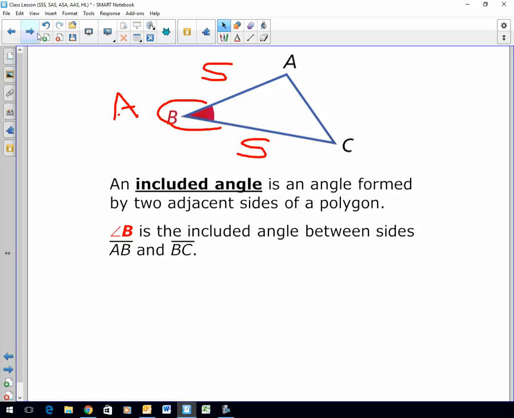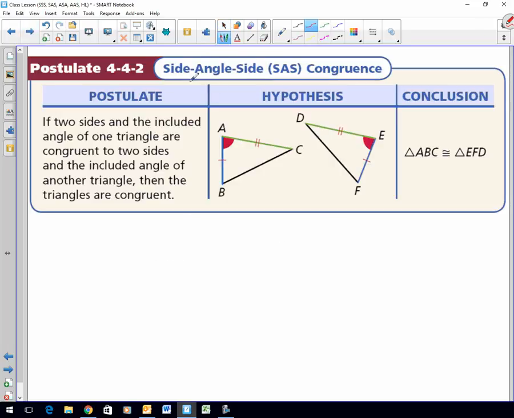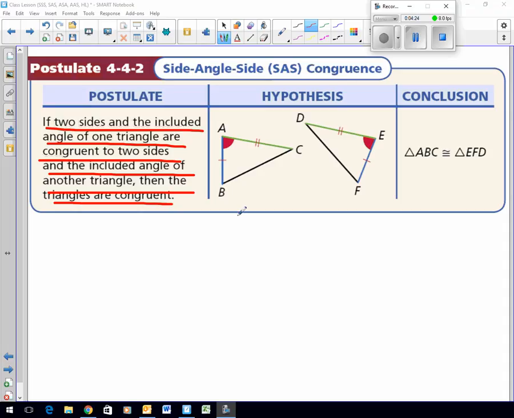This part you make sure you write down. The side-angle-side congruence says if two sides and the included angle of one triangle are congruent to two sides and the included angle of another triangle, then the triangles are congruent. Notice that the angle touches the two sides. If the angle was up here, I would have angle-side-side, and we know that's a no-no.